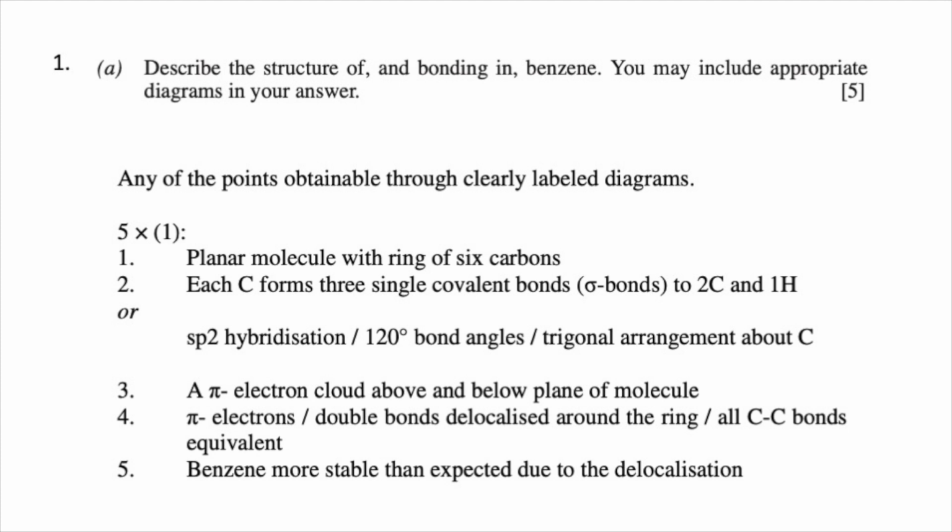Now the third point, or the third mark, is given if you mention that there's pi electrons above and below the plane of the molecule. Now these are caused by p orbitals overlapping above and below the molecule, sideways overlap. There's a mark for that. And if you said these pi electrons can delocalize over the ring, there's a mark for that. And if you said that this makes benzene more stable because of this delocalization, there was a mark for that. So that's how you would get the 5 marks for this question.